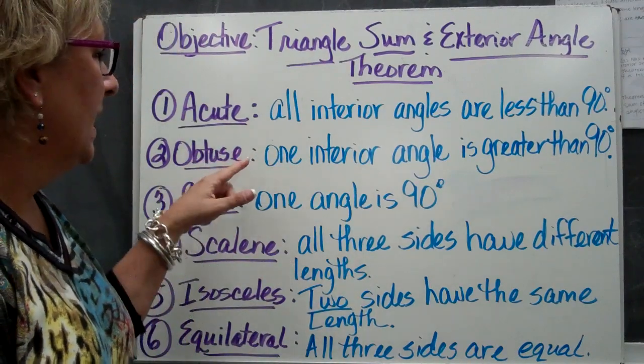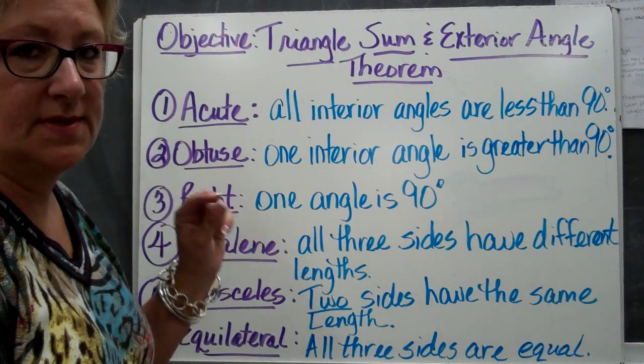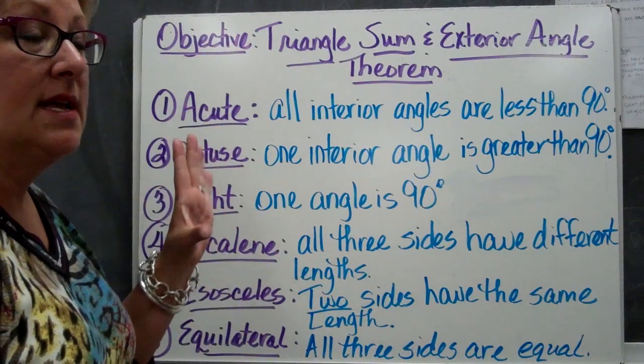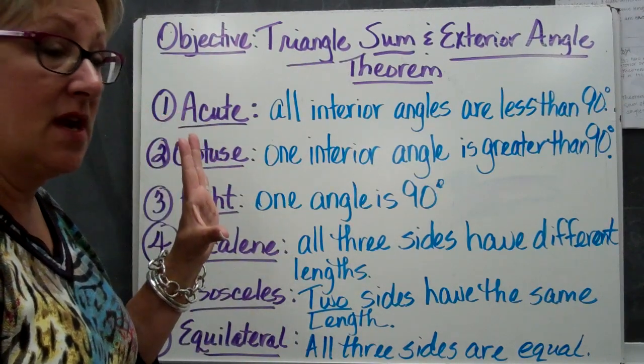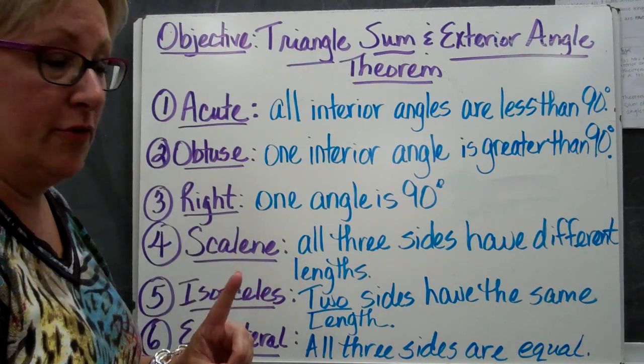They're small. Obtuse: one of the interior angles is going to be greater than 90 degrees. Obtuse, like obese, means bigger. So bigger means bigger than 90 degrees. And a right triangle has one 90-degree angle.